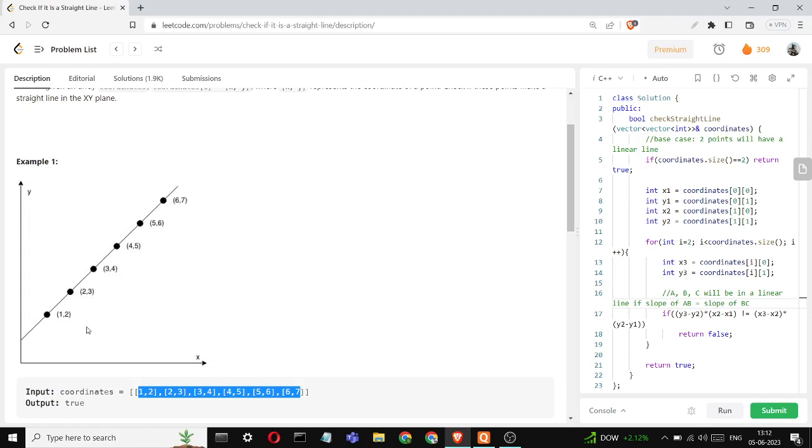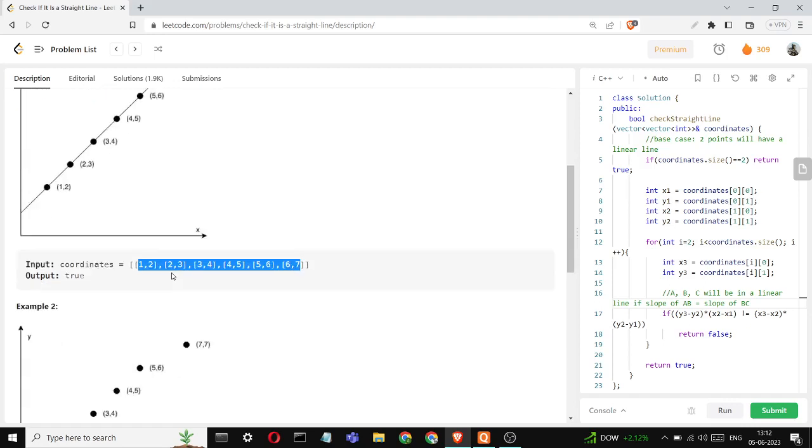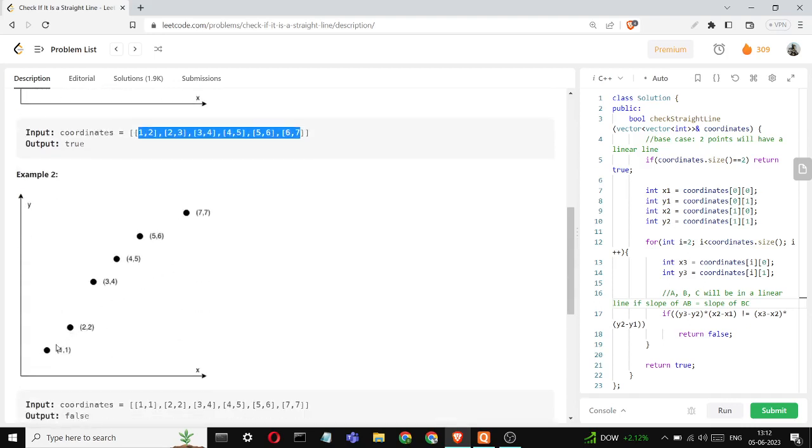Like in this example we have 1 2, 2 3, 3 4, these points, and we are seeing that a single linear line is forming with these points. Like in this example, we cannot draw a linear line with the points, right? If I draw a line, the line will be like this, not a linear line. Okay, getting it?